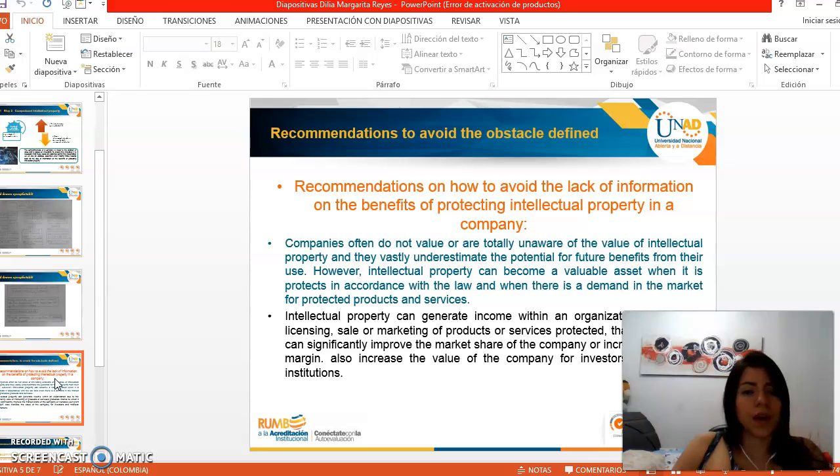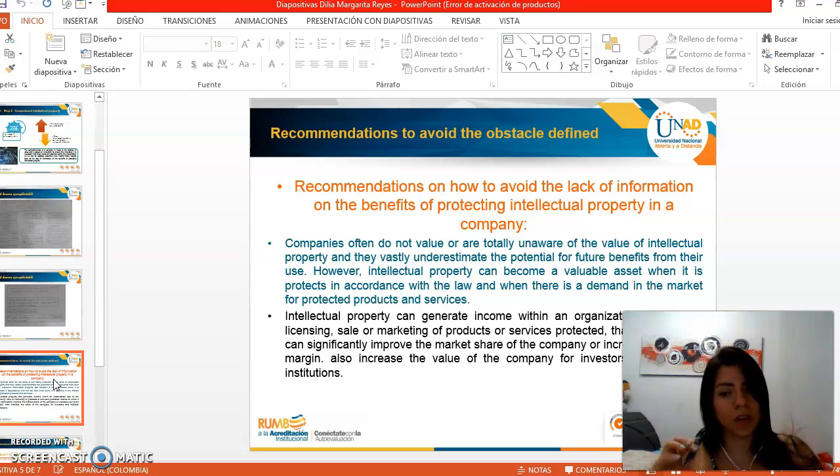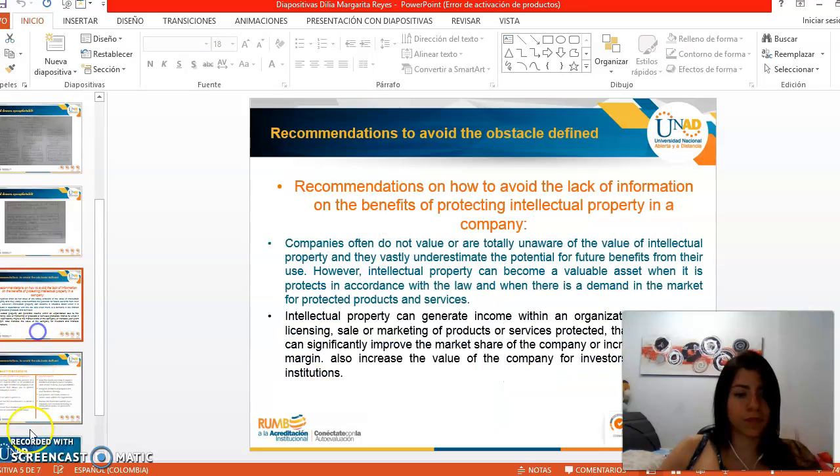Now, recommendations to avoid the obstacle defined. Recommendation on how to avoid the lack of information on benefits of protection of intellectual property in a company. Intellectual property is a costing element in a reality of differences. The product or service we use in daily life is a real innovation.